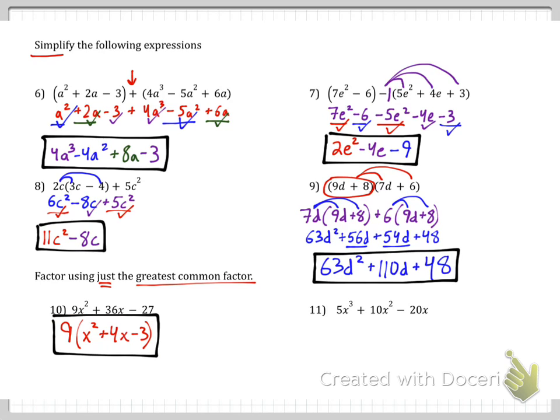For number 11, you have to be very careful because all 3 terms have a variable. So we factor out the 5 because the 5 goes in all 3 terms, but we also factor out the x. And what's left over? Well, when you divide out a 5x from each of these, you get x squared plus 2x minus 4. And now we're done with that one.